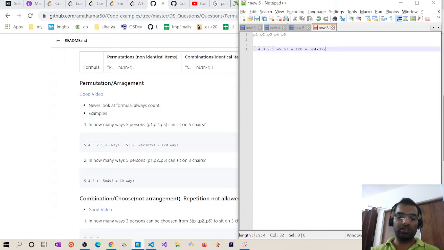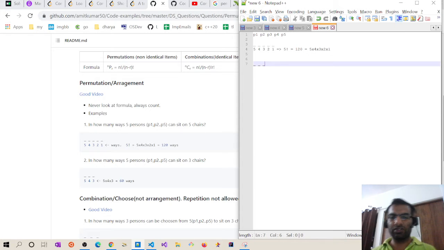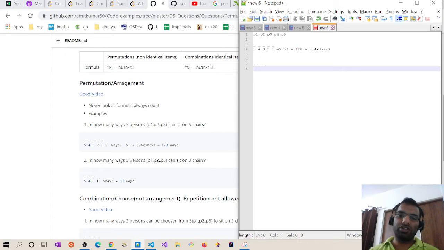So let's consider another example. Now in place of these five chairs, we have only three chairs. How many ways can these five people sit on these three chairs? On the very first chair, any one of the five people can sit, so it will be five. On the second chair, out of five, one is gone, so four can sit. And on the third chair, it will be three. So the total number of arrangements would be 5 into 4 into 3, so it will be 60.